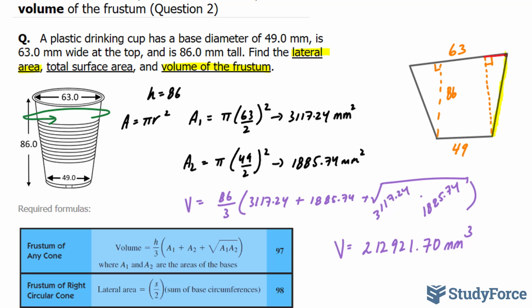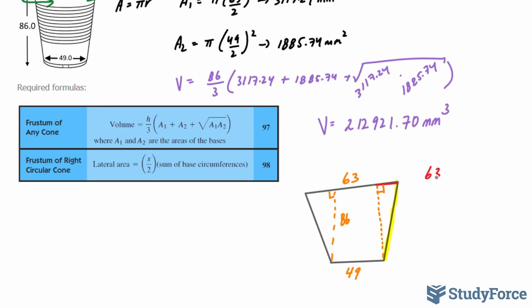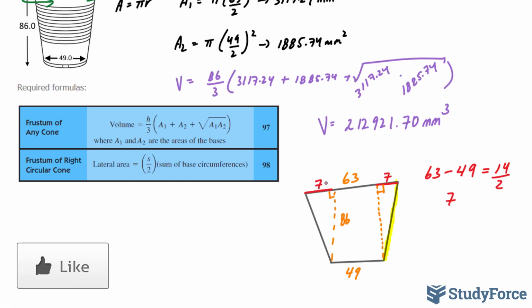To find out the length from here to here, what we have to do is take 63, the total length from here to here, subtract 49 from it, and that will leave us with two equal parts. So 63 minus 49 is equal to 14. And to find these, they're both equal, we divide by 2, and it gives us 7. So this is 7, and this is 7. 7 plus 49 plus 7 gives us 63.